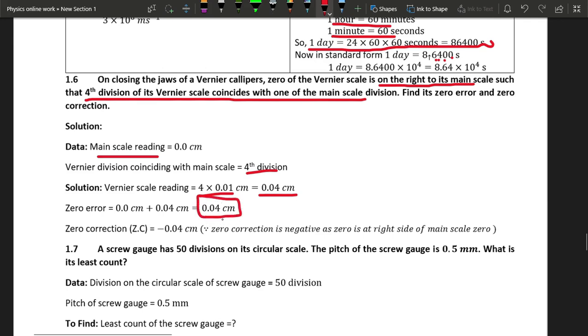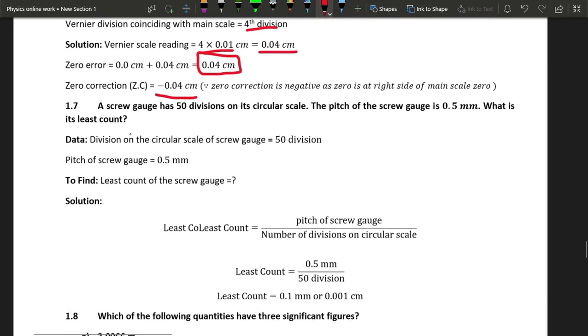Okay. Now, as we know that zero is on the right side of the main scale, it means that zero error is positive, and we know that when zero error is positive, then its correction is negative. Okay, so remember this point. When zero error is positive, then its correction will be negative, so zero correction will be minus 0.04 centimeter.